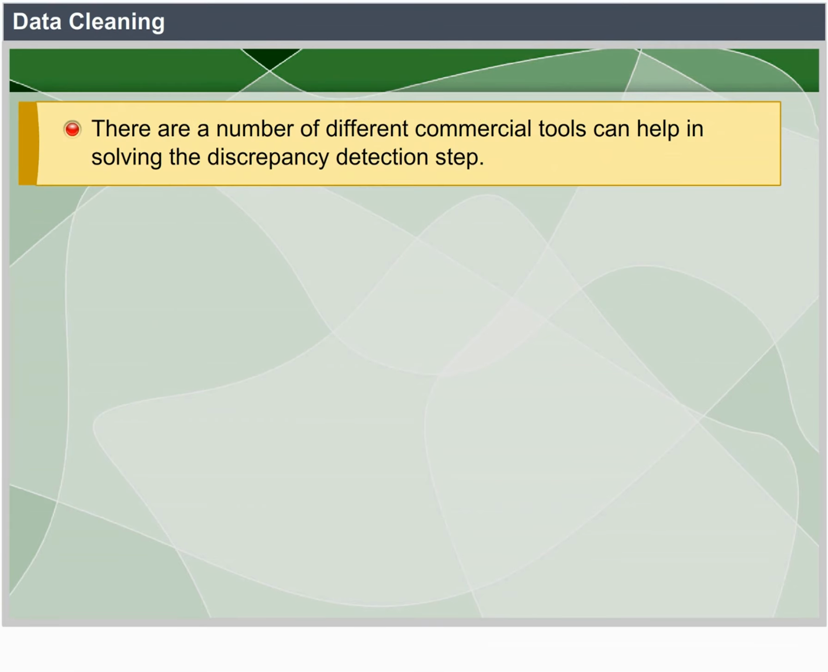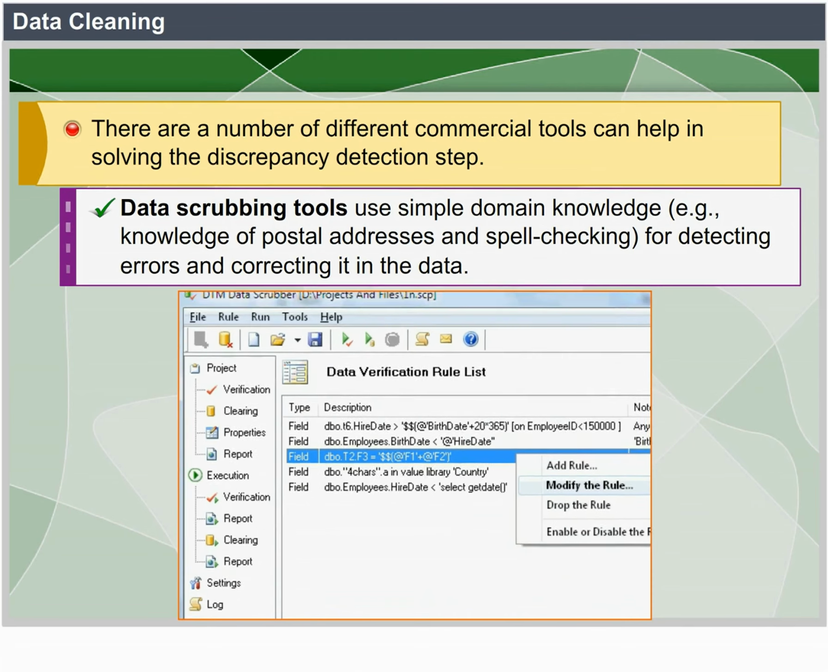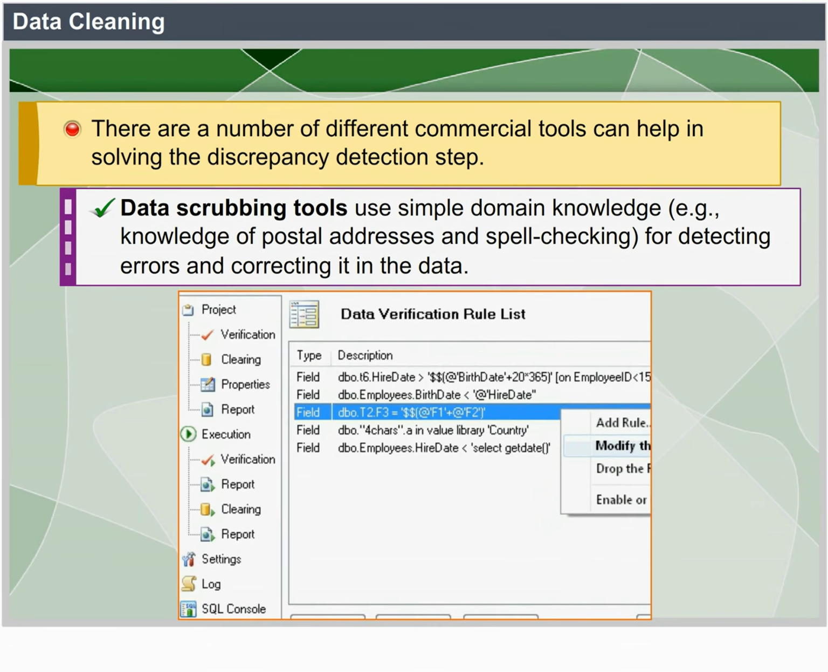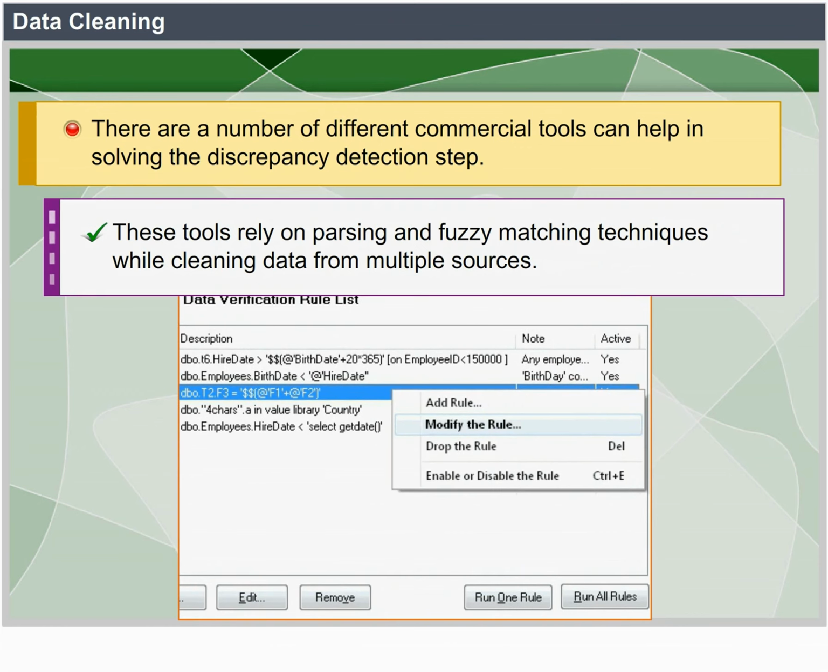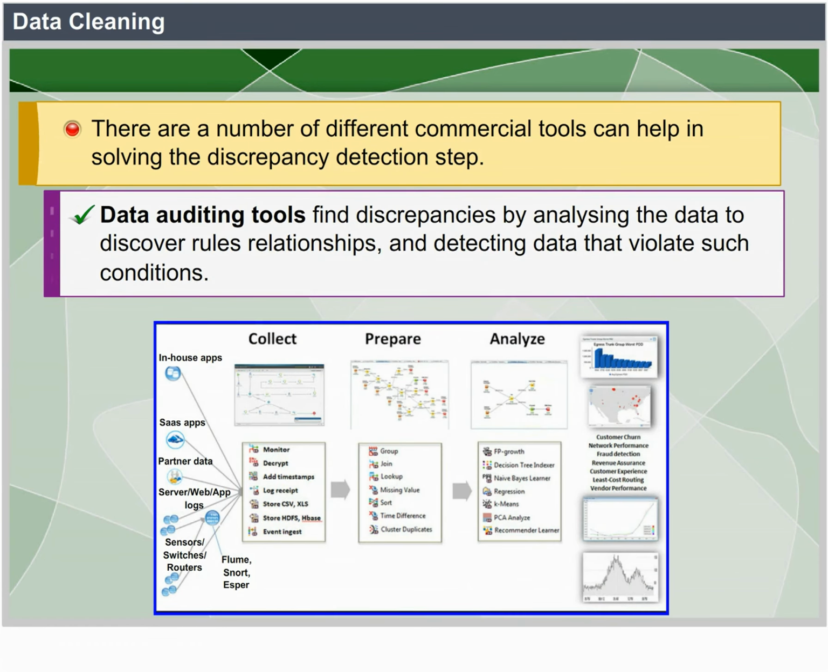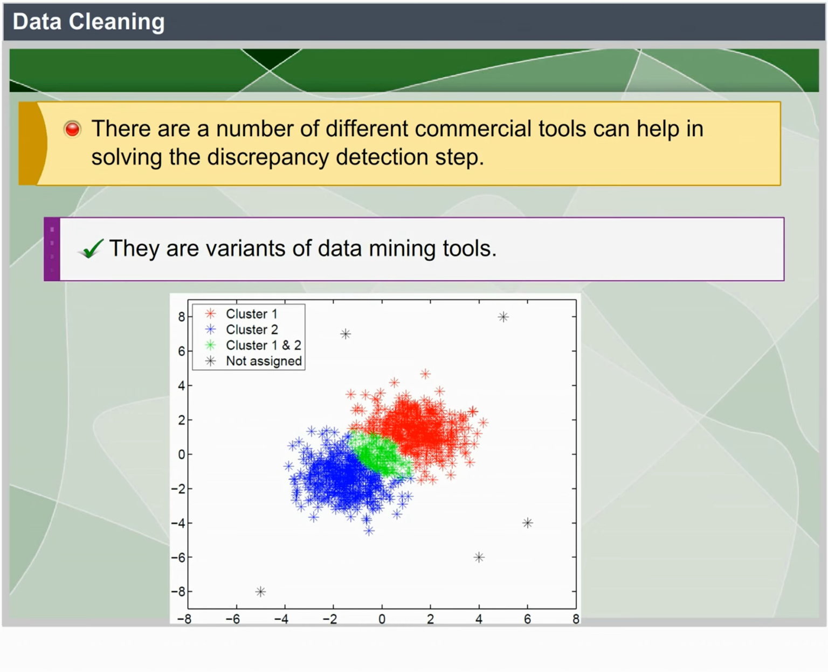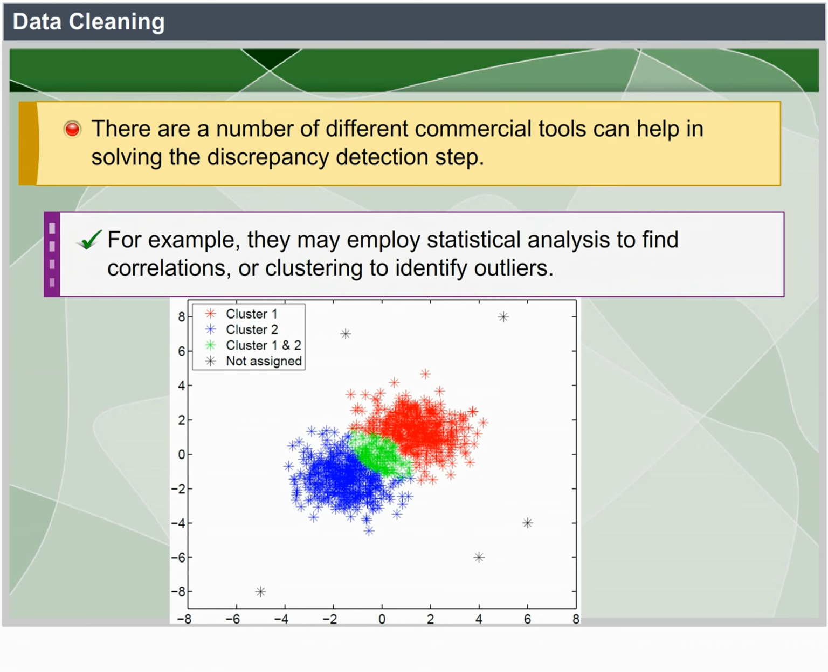There are a number of different commercial tools that can aid in the discrepancy detection step. Data scrubbing tools use simple domain knowledge, that is, knowledge of postal addresses and spell checking, to detect errors and make corrections in the data. These tools rely on parsing and fuzzy matching techniques when cleaning data from multiple sources. Data auditing tools find discrepancies by analyzing the data to discover rules and relationships and detecting data that violate such conditions. They are variants of data mining tools. For example, they may employ statistical analysis to find correlations or clustering to identify outliers.